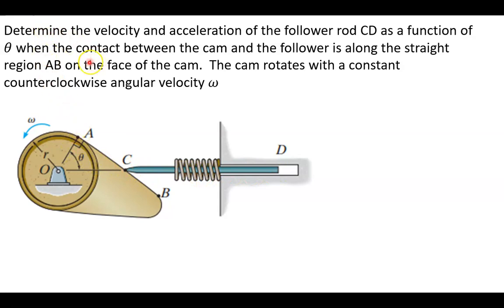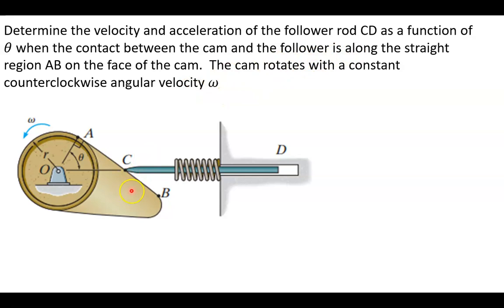And let's see, determine the velocity and acceleration, that's linear velocity and linear acceleration, of the follower rod, which is CD, as a function of theta. Theta is the rotary displacement, angular displacement of the cam, when the contact between the cam and the follower is along the straight region AB. So here is AB, this straight region, so we want to know what's going on as it travels through this region AB. On the face of the cam rotates with a constant counterclockwise angular velocity.